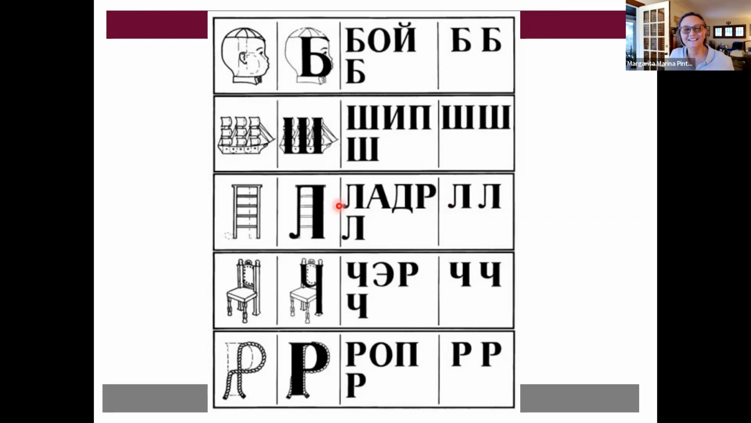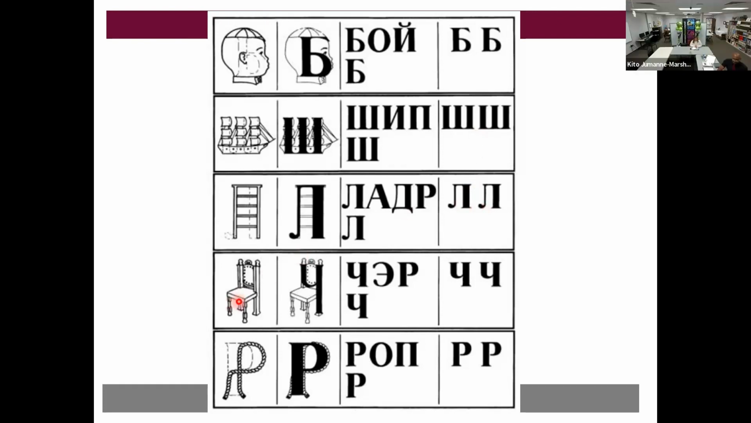The sound of this letter is L. The name of this letter is L. Say L. L. Again. What is the sound of this letter? L. What is the sound of this letter? Sh. What is the sound of this letter? B. What is the name of this letter? B. What is the name of this letter? Shaw. And what is the name of this letter? L. Good.